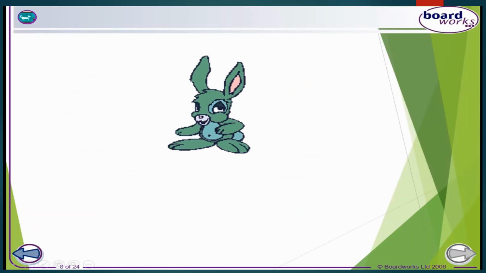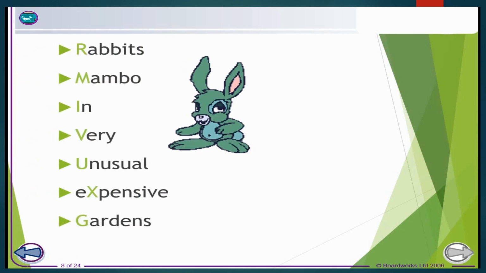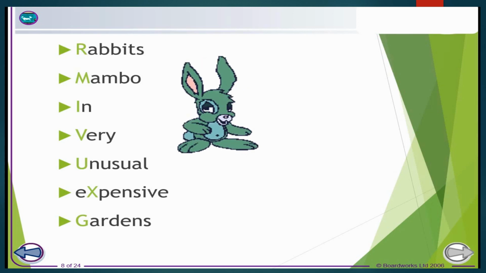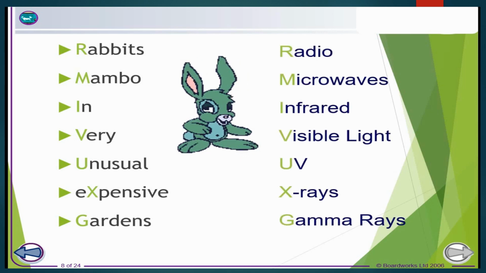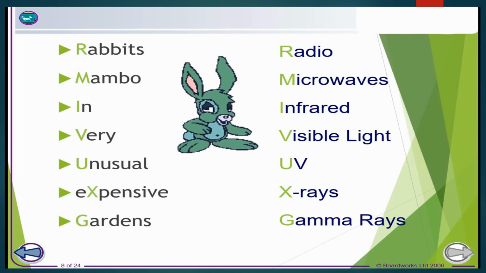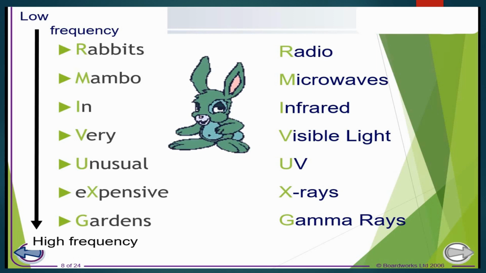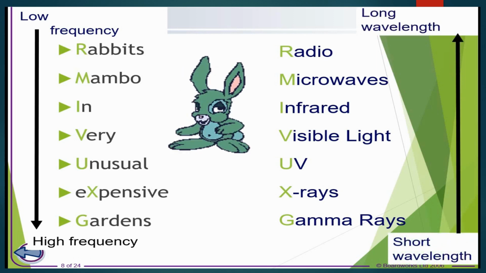It's very easy to remember this. We will just remember the following statement: rabbits mambo in very unusual expensive gardens, which equates to the following electromagnetic waves. R stands for radio, M for microwaves, N for infrared, V for visible light, U for UV rays, X for X-rays, G for gamma rays. Again, we would just remember the statement rabbits mambo in very unusual expensive gardens, which are arranged in increasing frequency and in decreasing wavelength.